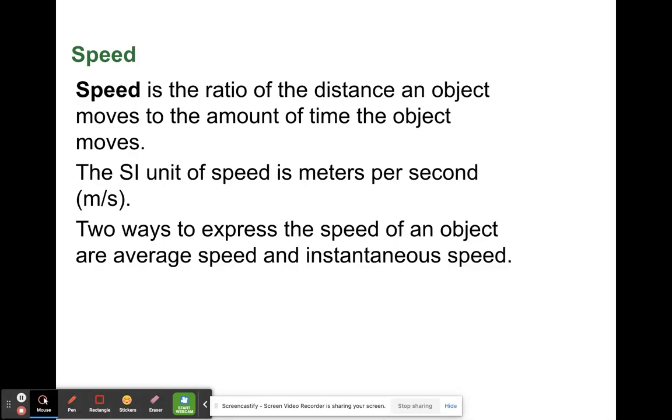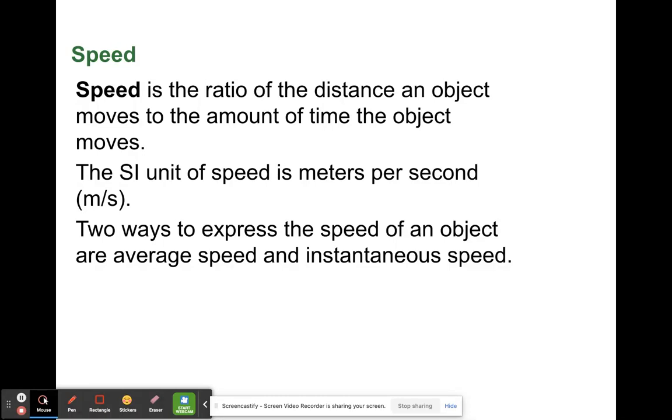So speed is a ratio of the distance of an object as it moves within a certain amount of time. In science and in physics, the SI unit is meters per second. So a lot of times in my physics classes, we have to convert everything to meters per second. In some cases, you don't have to. It really depends on the question. But most of the formulas that we use in physics, we want to leave it at meters per second.